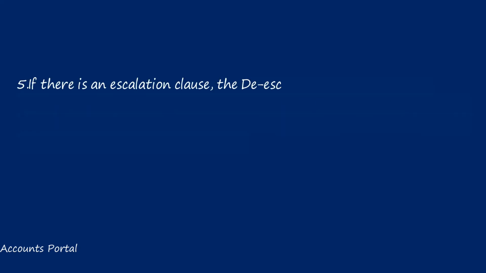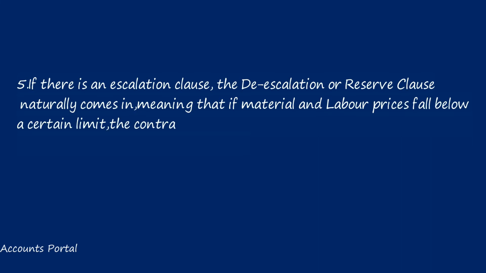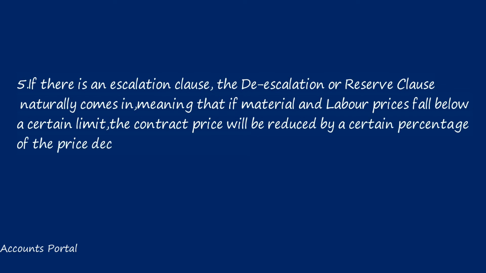In cost plus contracts, there is no chance of an escalation clause. If there is an escalation clause, the de-escalation or reverse clause naturally comes in. Meaning that if material and labor prices fall below a certain limit, the contract price will be reduced by a certain percentage of the price decrease below that limit.